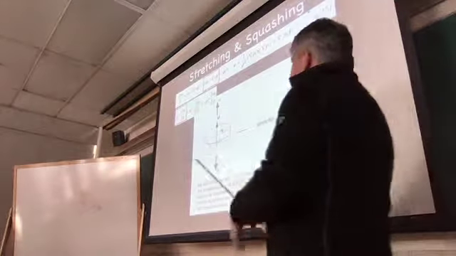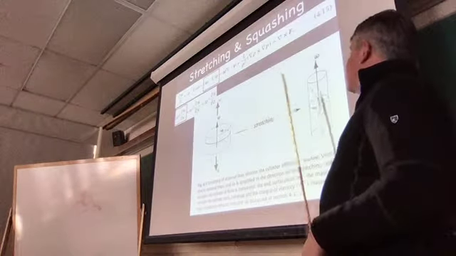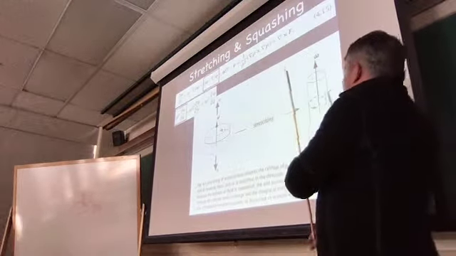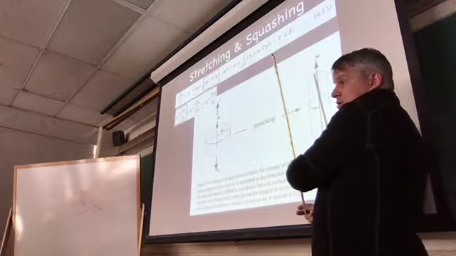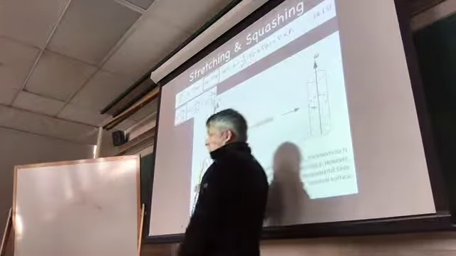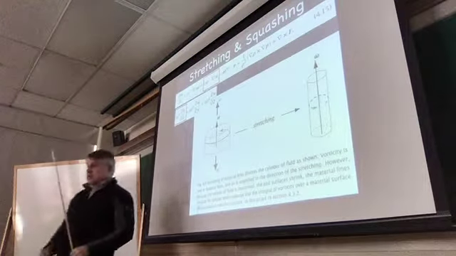And then this is the other one. This is the ice skater one. This is the stretching and squashing. So if you get stretched, you start spinning faster in the direction that you got stretched in. If you get squashed, you start spinning slower in the direction you got squashed in.